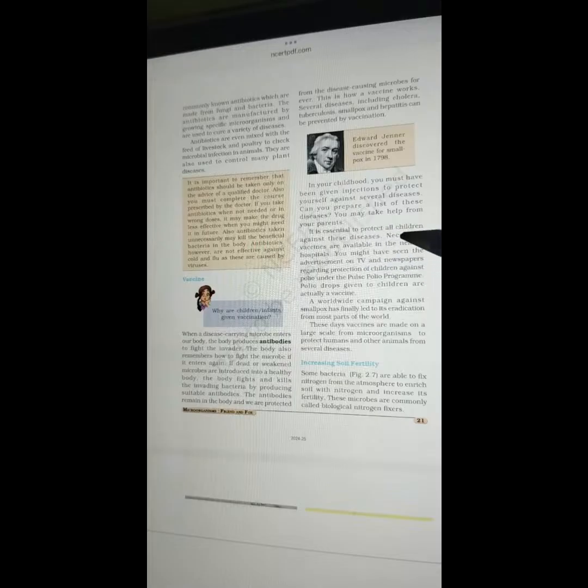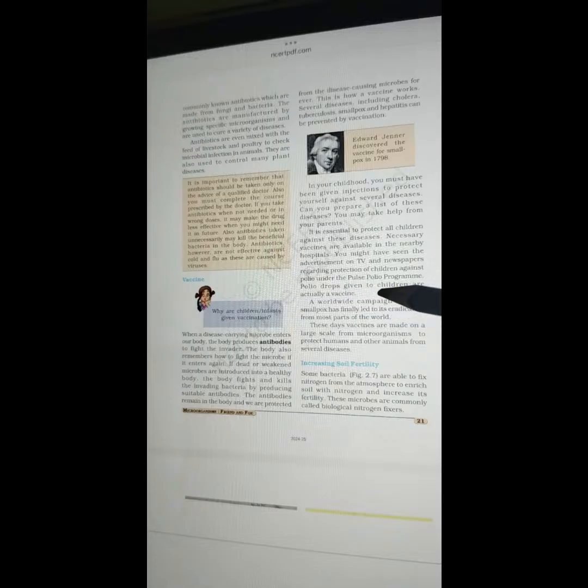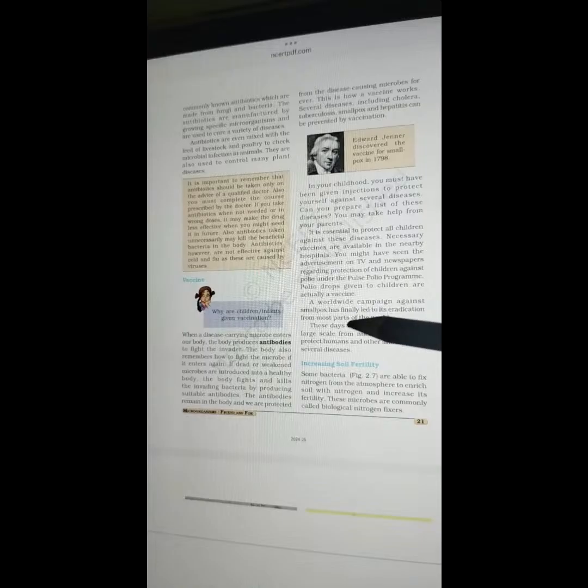It is essential to protect all children against these diseases. Necessarily, vaccines are available in the nearby hospitals. You might have seen the advertisement on TV and newspapers regarding protection of children against polio under the Pulse Polio program. Polio drops given to the children are actually a vaccine. A worldwide campaign against smallpox has finally led to its eradication from major parts of the world. These days, vaccines are made on a large scale from microorganisms to protect humans and other animals from several diseases.